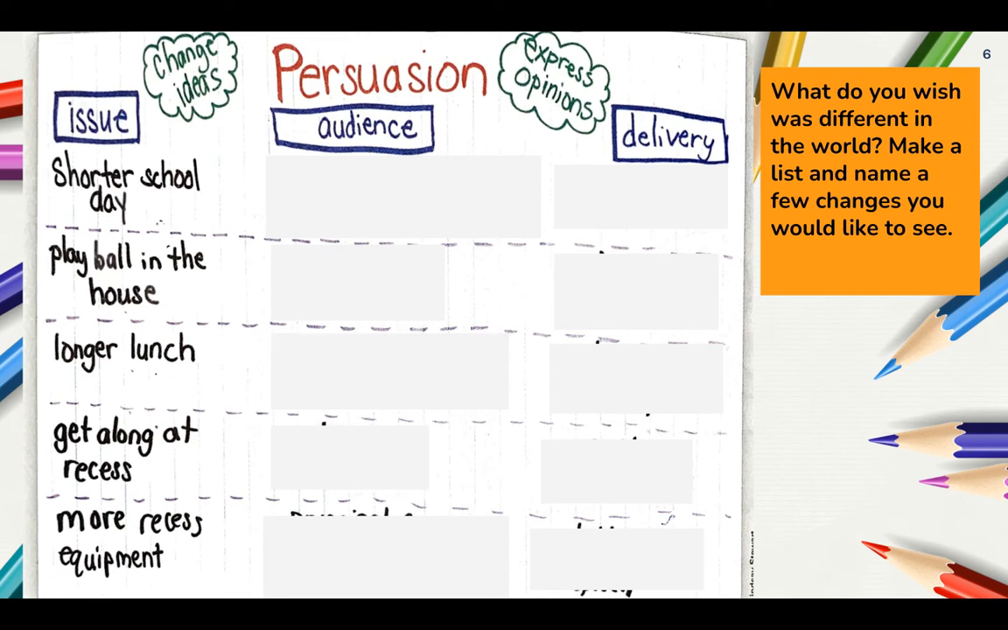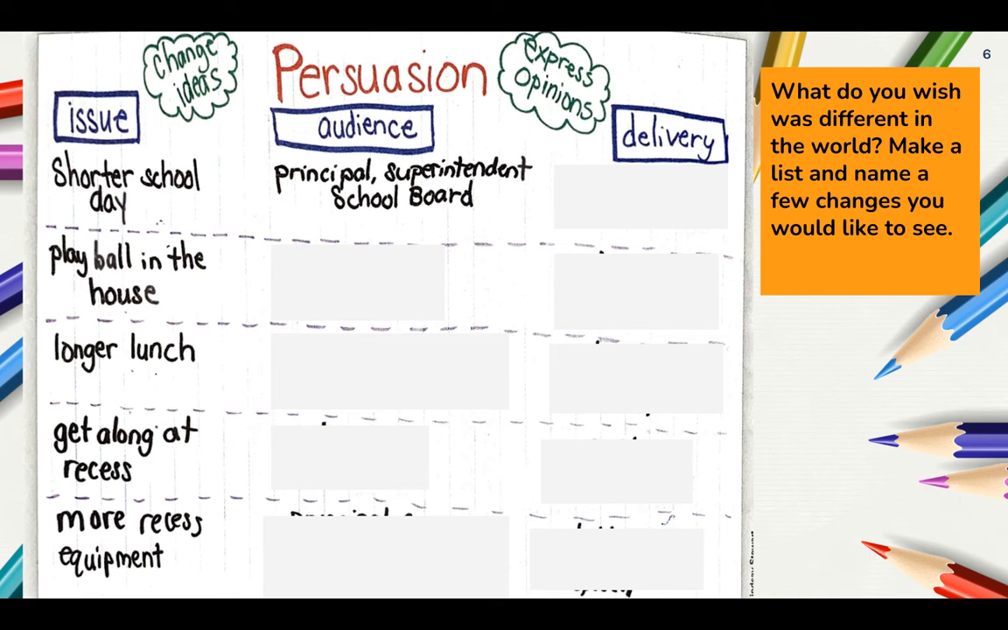Okay, welcome back. Now that you've perfected your list of issues, I want you to think. Who has the power to make these changes? For example, if I wanted to make the school day a shorter school day, the people who had the power to make that change might be the principal, the superintendent, or the school board.